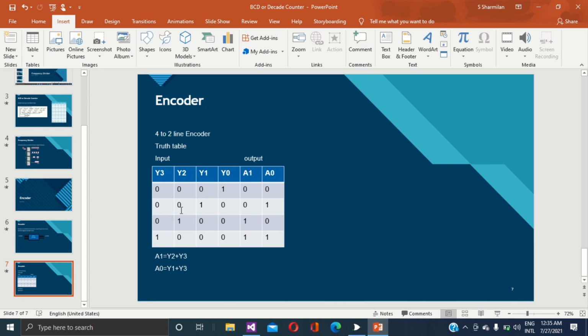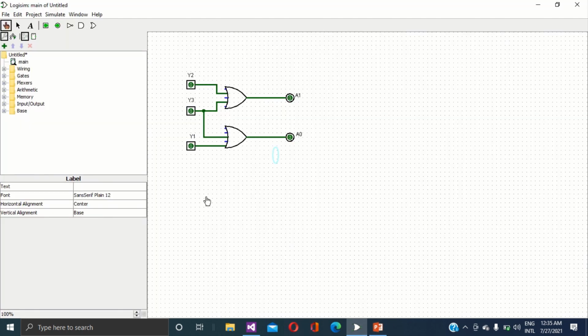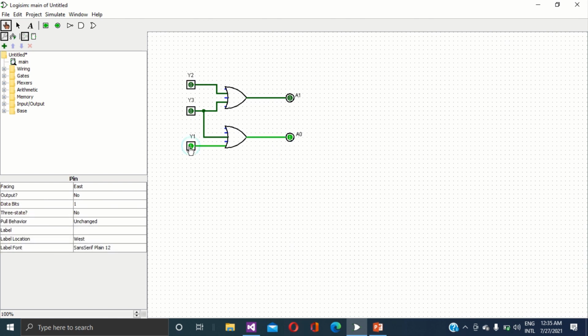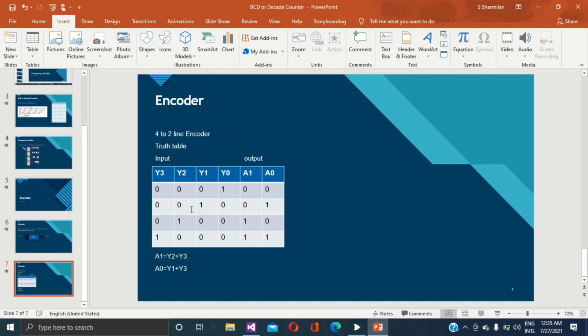Now I change y1 equals 1. Here I am going to change y1 equals 1. See my output a1 equals 0, a0 equals 1. See my truth table. Output is a1 equals 0, a0 equals 1. Now I am going to check the third row.